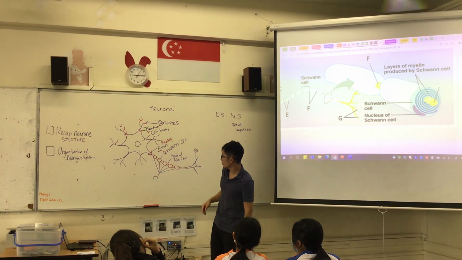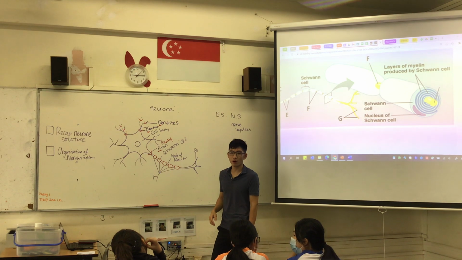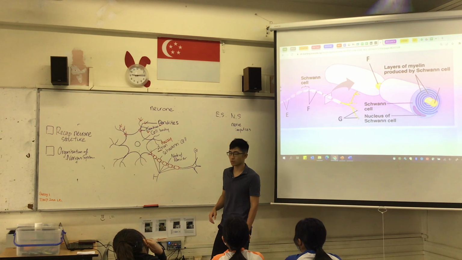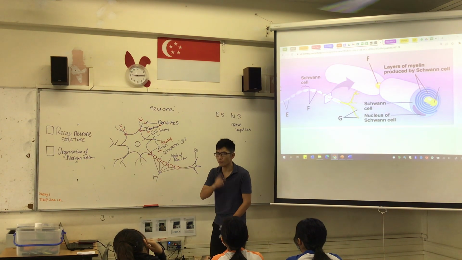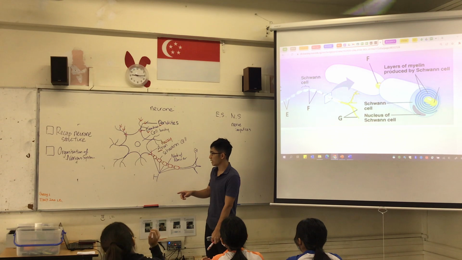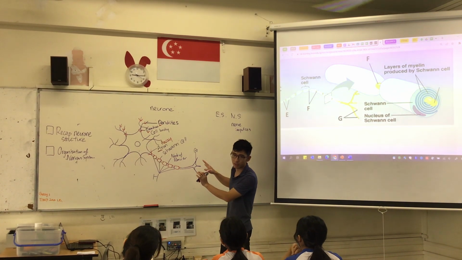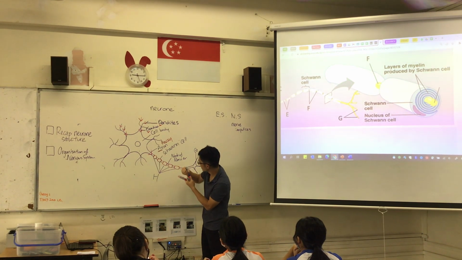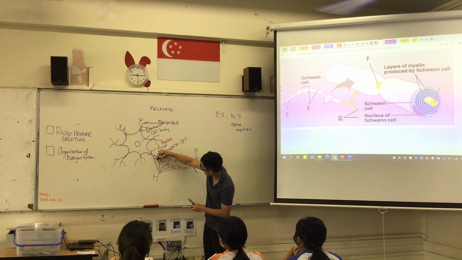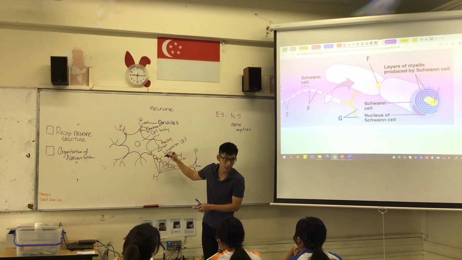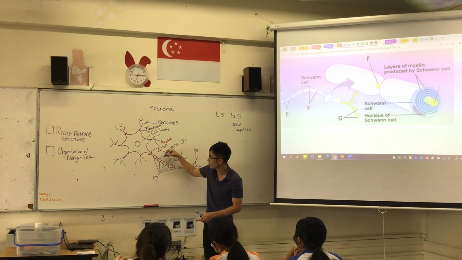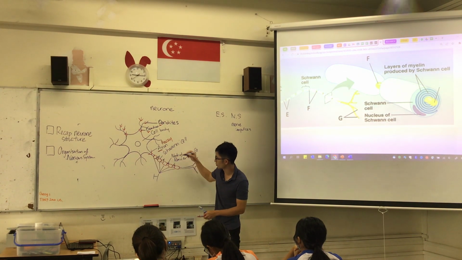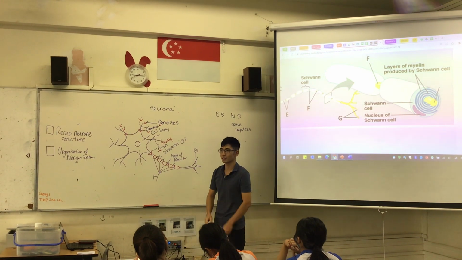Okay. Who says 5? 4? 3? 2? Okay, so where are the nodes of Ranvier? A node of Ranvier is just any part that is flanked by Schwann cells and not wrapped. So for example, this region over here is an exposed axon, not wrapped by Schwann cells. It's flanked by Schwann cells. This is one node, this is another node, this is another node, this is another node. Okay?